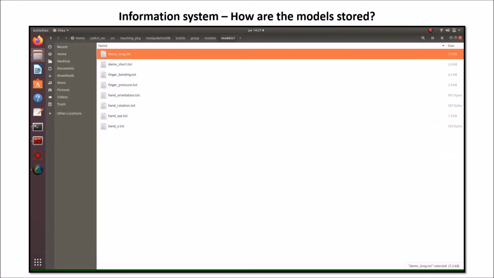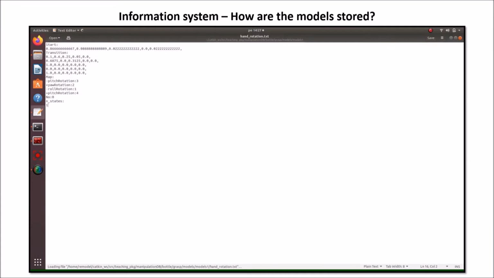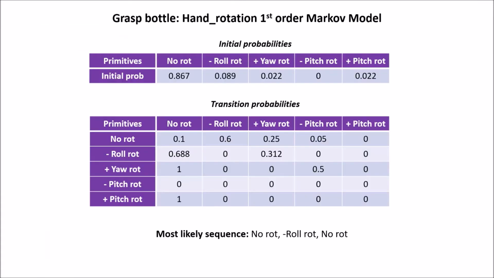Let's take a look now at the first order hand rotation model. Again, we can see the information of the model organized. In this case, the most likely sequence is starting with no rotation, then doing a minus roll hand rotation, and then no rotation again.